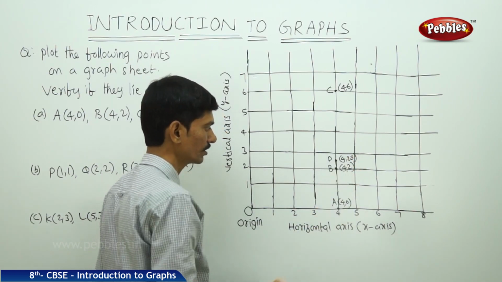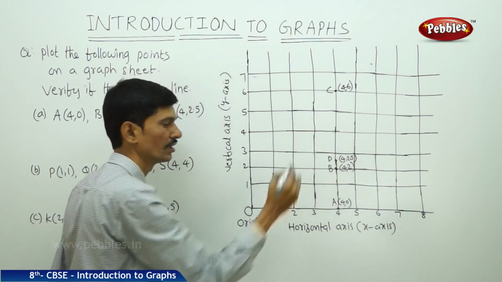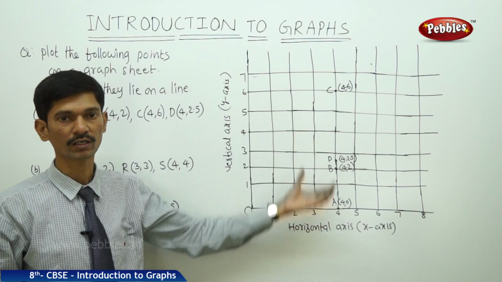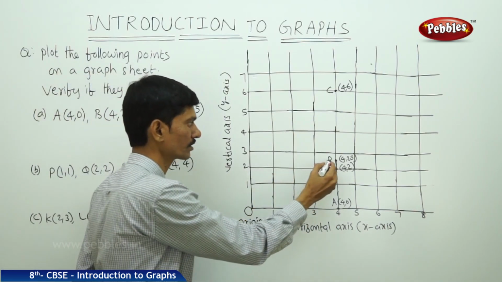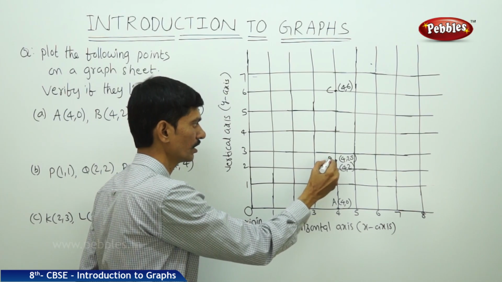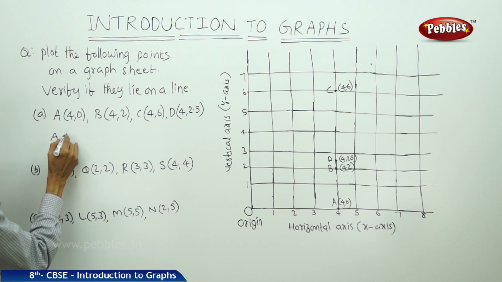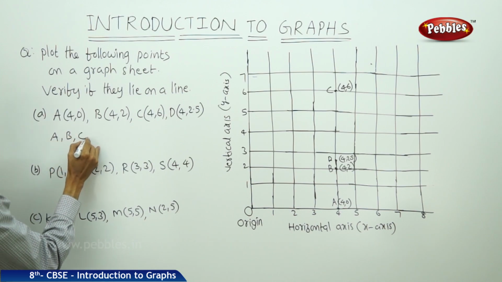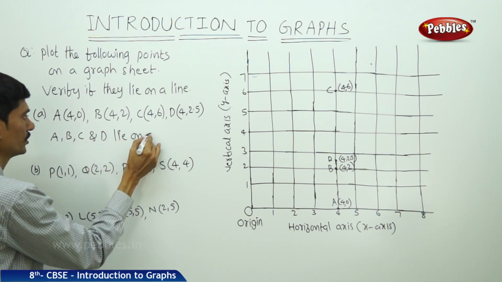Now if you consider all these points A, B, C, D, do they lie on the same line or not? Yes, obviously we can say that all these 4 points lie on a line. So we can write here: A, B, C and D lie on a line.